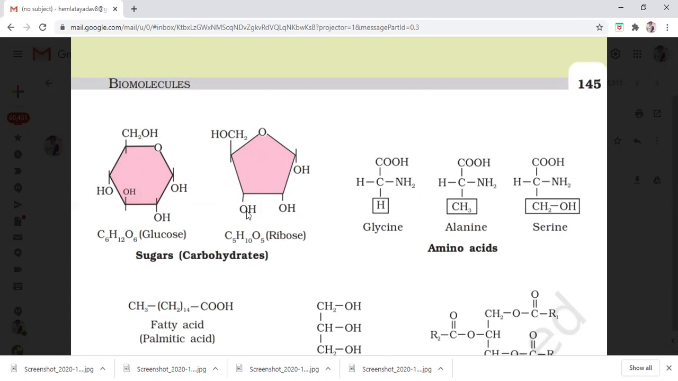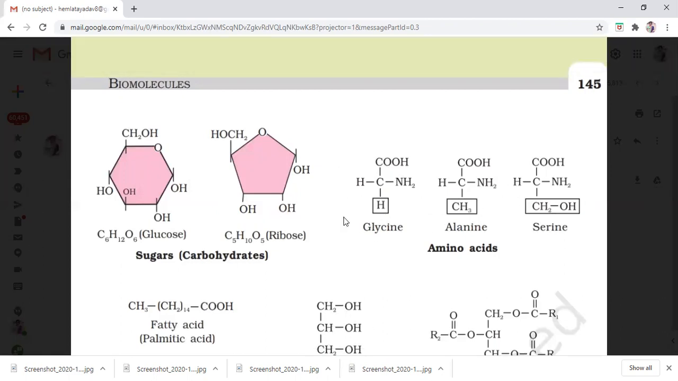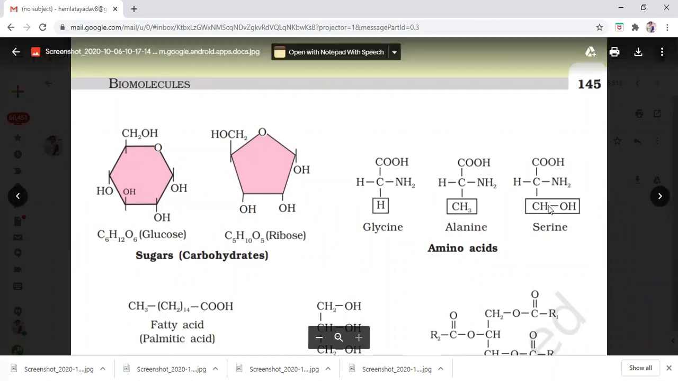Amino acids are shown over here. There are three amino acids shown. Glycine is the simplest amino acid, not having any alkyl group; instead of an alkyl group, it is having hydrogen only. Second is alanine. Alanine is having a methyl group at the R position. So in each amino acid, the R changes. In alanine, it is CH3. In serine, you can see it is CH2OH, hydroxymethyl.